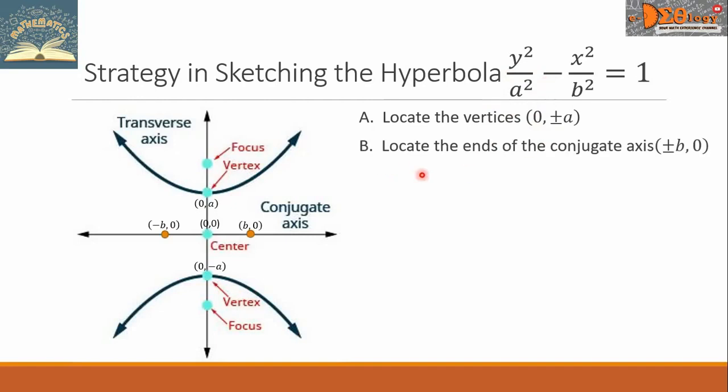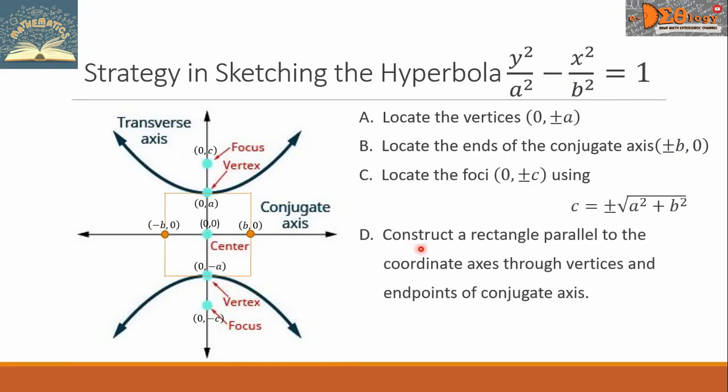Letter B is to locate the ends of the conjugate axis with coordinates plus or minus b, 0. We can get the value of b by getting the square root of the denominator of the x squared. Now let us locate the foci in step C. The coordinates are 0, plus or minus c. Using this equation, c equals plus or minus the square root of the quantity a squared plus b squared.